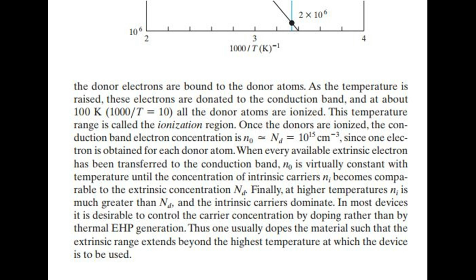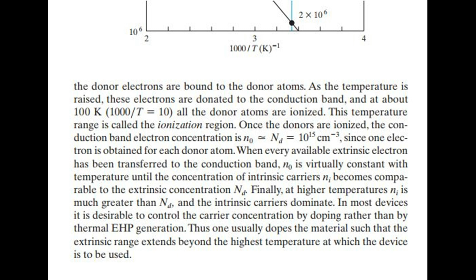When every available extrinsic electron has been transferred to the conduction band, n0 is virtually constant with temperature until the concentration of intrinsic carriers ni becomes comparable to the extrinsic concentration of donors. Finally, at higher temperatures ni is much greater than the number of donors, and the intrinsic carriers dominate.